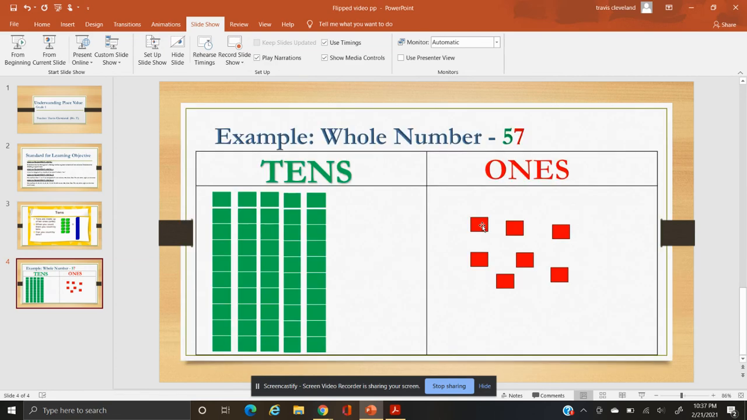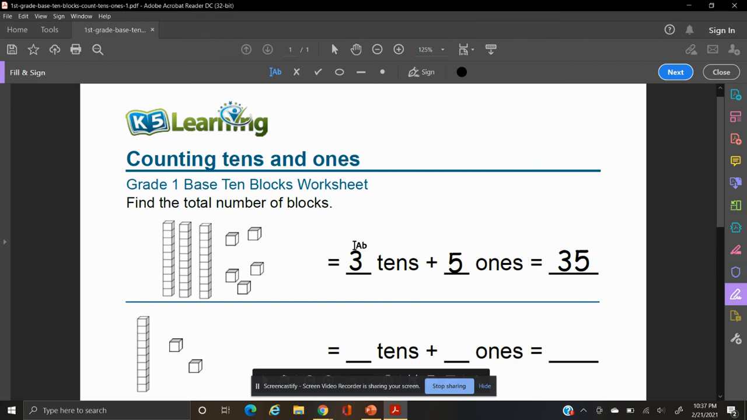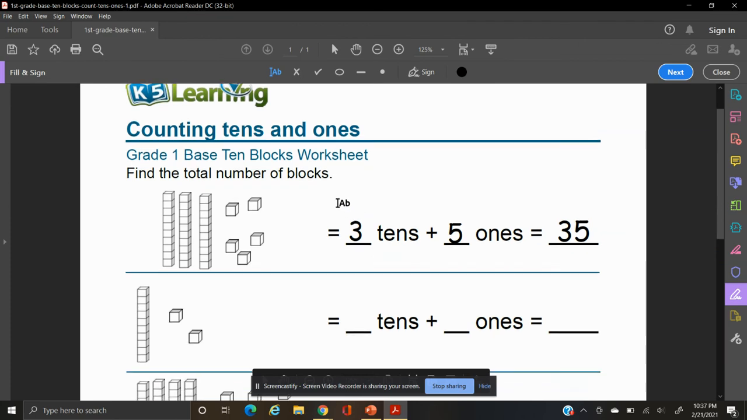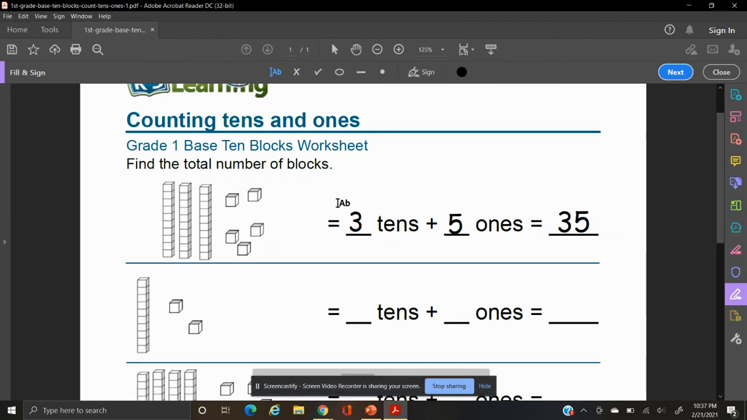Let's go a little bit more in depth and practice real quick. I have this worksheet here for us. What I'm going to do is show you a problem and do it myself. Once I feel you're getting the concept, we're going to do it together. And once I feel you're getting and understanding it more, I'm going to have you break off and do it on your own.